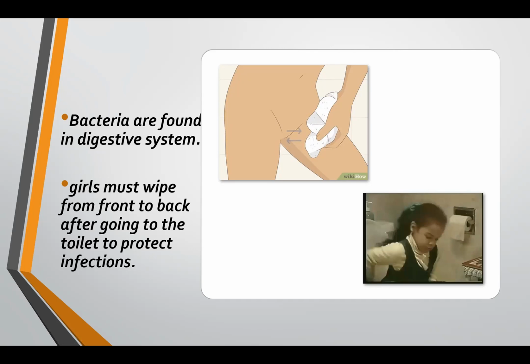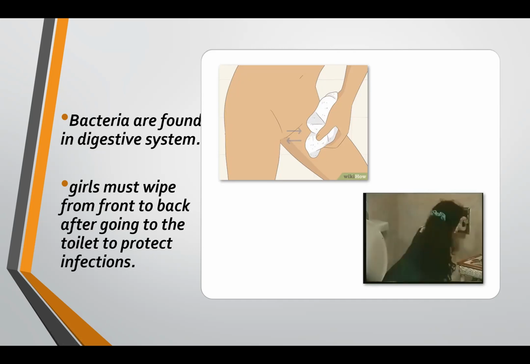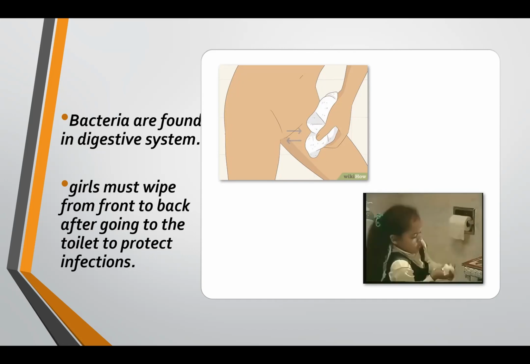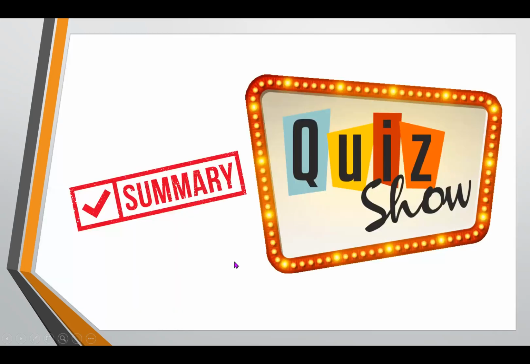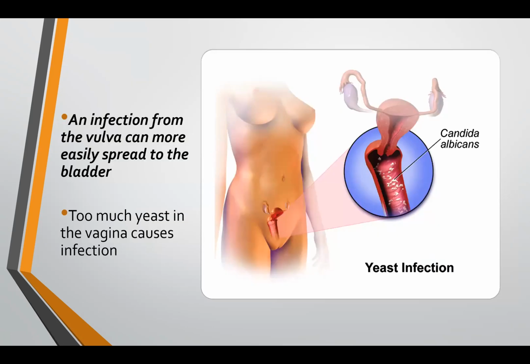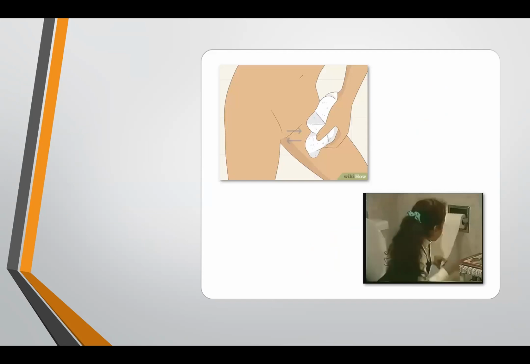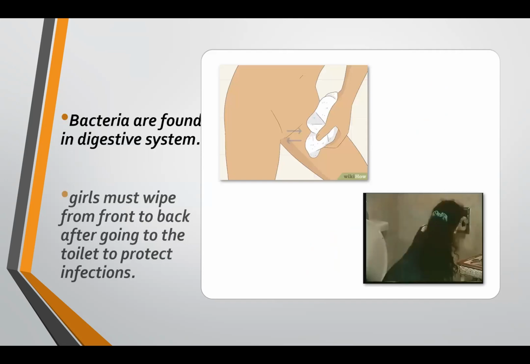Again, what should girls do to protect from infections? What should girls do, students? Girls must wipe from front to back after going to the toilet to protect from infection. Okay, very good. Good job. And also, we must protect ourselves. When we go to public places or any toilet, we must keep it clean, all right?